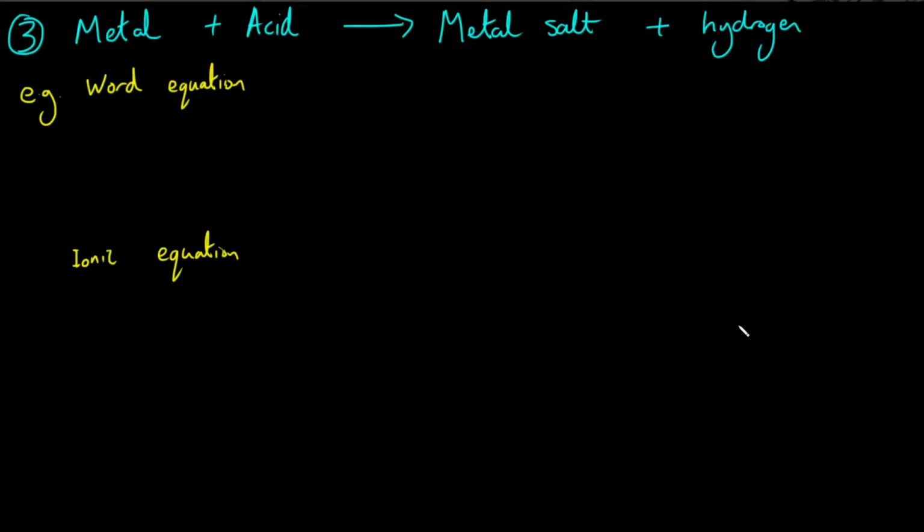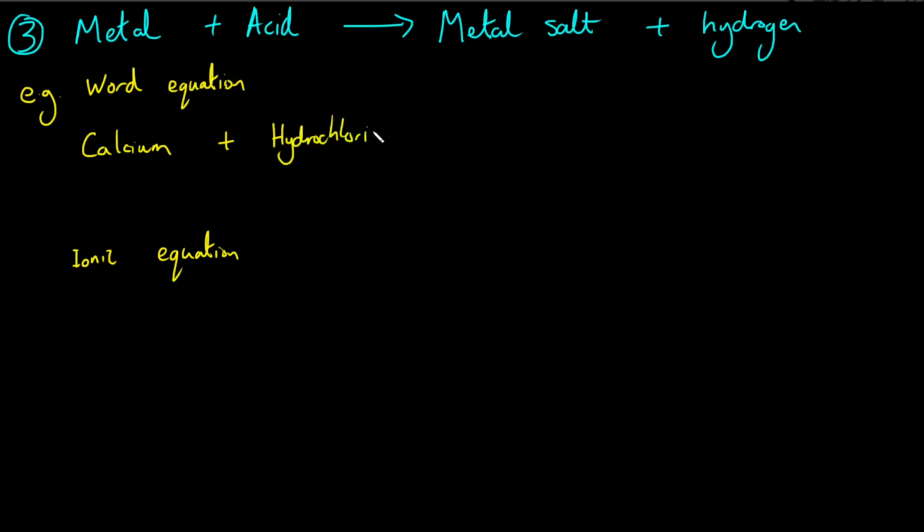And let's look at our last reaction now. We've got a metal plus an acid produces a salt and hydrogen gas. So let's take another example here. What can we use this time? Oh, let's do calcium. So if I take calcium and react it with an acid, let's just choose hydrochloric acid. I'm writing the word equation.